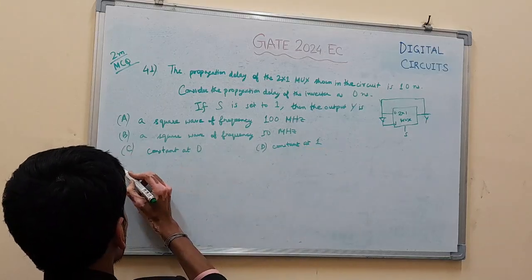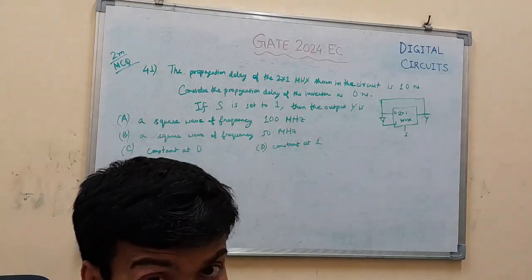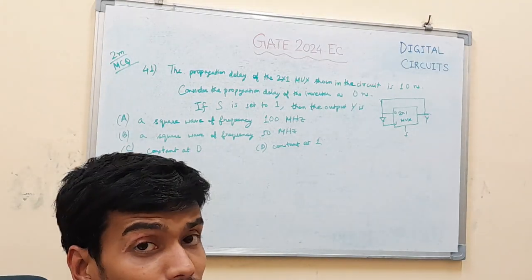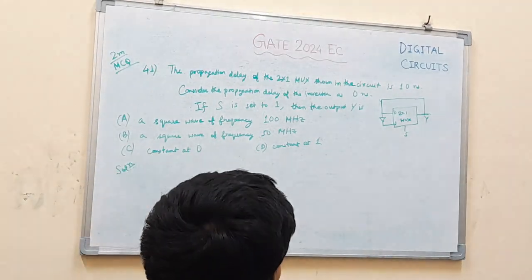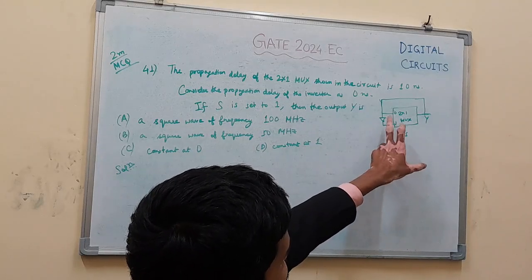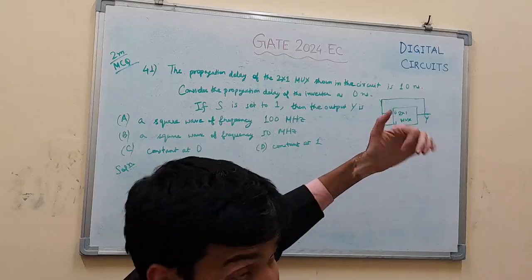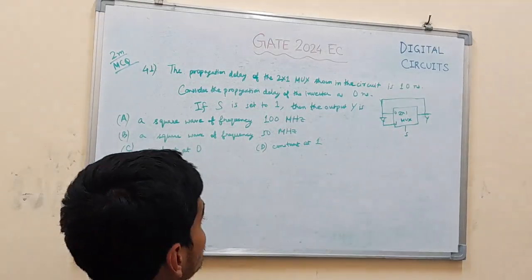Let's move on to the solution to this question. This is a pretty simple question from sequential circuits with propagation delay. What is propagation delay? The time a device takes to generate the output after receiving the input is called the propagation delay.